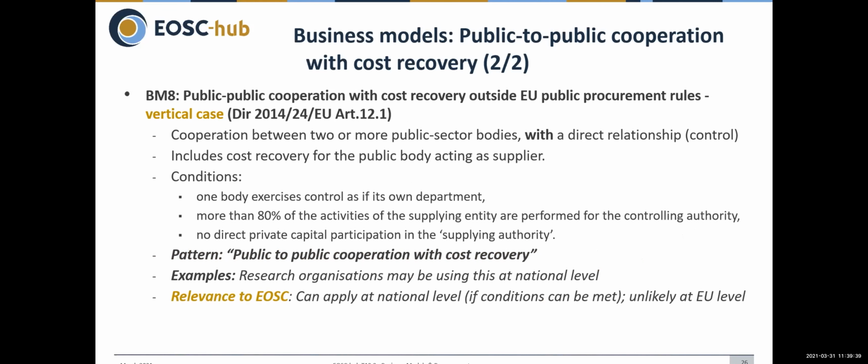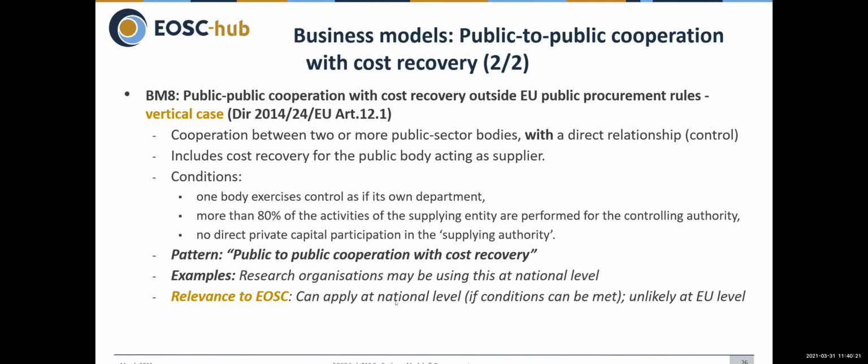This is another variation of another exemption, let's say another variation of the public-to-public cooperation. This is a vertical case where there is a direct relationship between the two public sector bodies, so there is some kind of control. In fact, the test is that one of the two public bodies exercises control as if it was its own department, so it's quite strong. We don't think that this can apply at European level unless there is maybe a research organization that has other entities in different countries, but it can apply, of course, at national level.